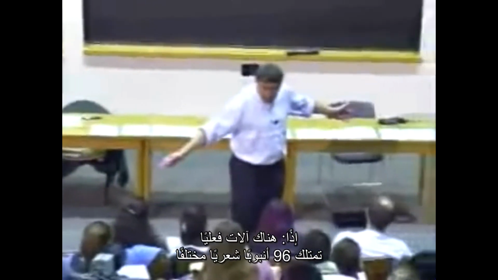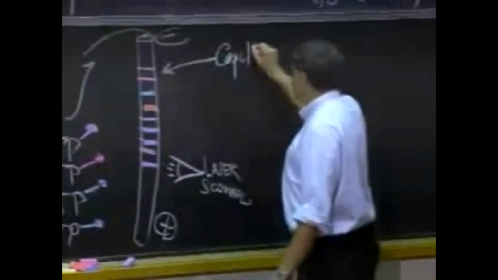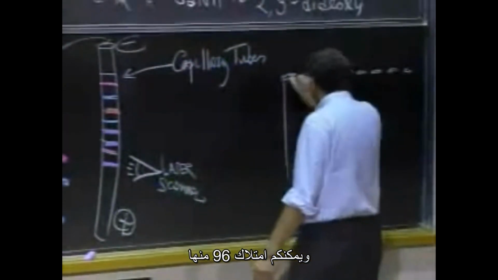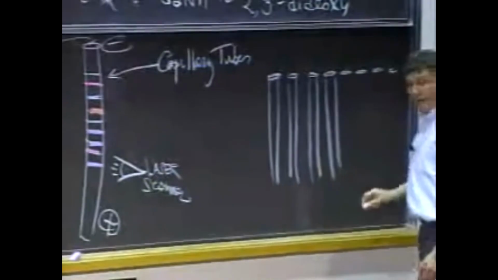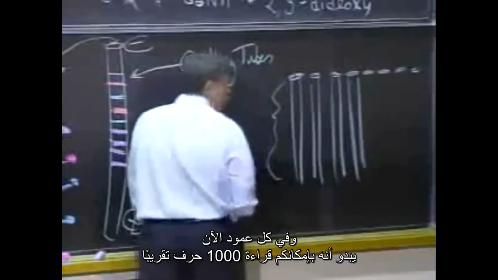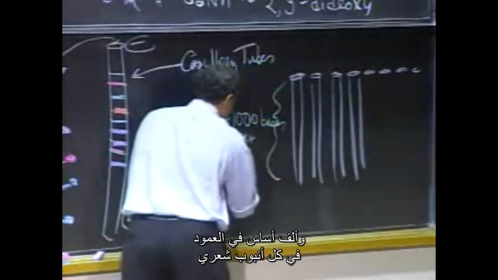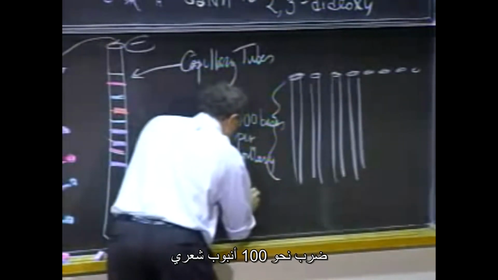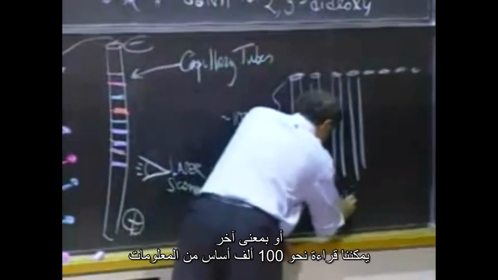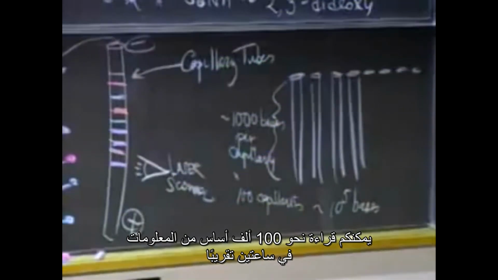That's it. So there are actually machines now that have 96 different capillaries. These are called capillary tubes. And you can have 96 of them with laser scanning across. And in each column now, it turns out that you can read almost 1,000 letters, 1,000 bases per column, per capillary, times about 100 capillaries. Or in other words, you can read out about 10 to the 5th bases of information in about 2 hours.